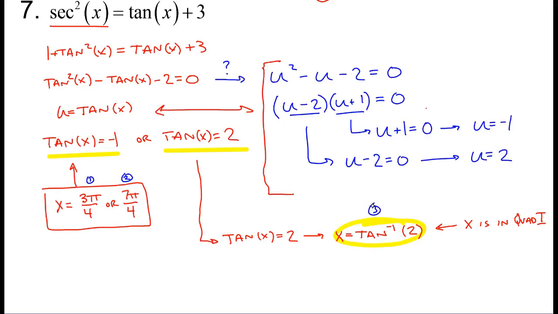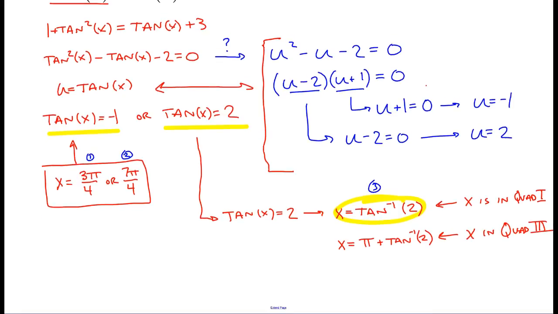Well, remember that tan of x equals 2, or x equals tan inverse of 2, that's an angle in quadrant 1. There is also an angle in quadrant 3 that has a tangent ratio of 2. In order to find that angle, I need to add pi radians to my previous answer. So pi plus tan inverse of 2 is my x value in quadrant 3. And now I have a complete solution set.